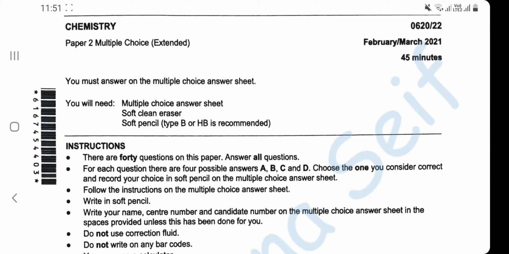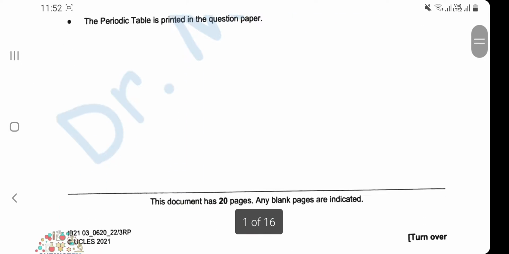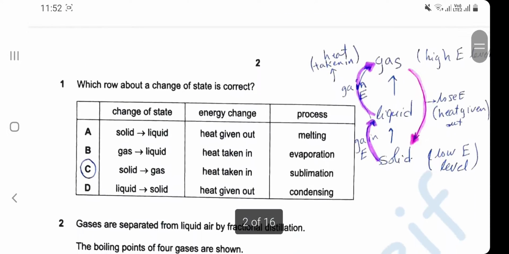Alaikum wa rahmatullah. Today, inshallah, we're going to solve February-March 2021 Cambridge exam paper 2 variant 2. We will start with the first question.